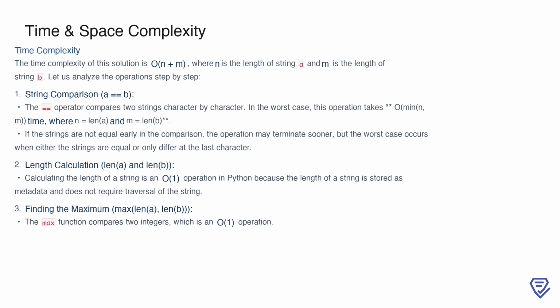Next, we calculate the lengths of the strings using the len function. This is an O(1) operation in Python because the length is pre-computed and stored as metadata. Finally, the max function is used to determine the longer of the two strings. This comparison between two integers is also an O(1) operation, as it does not involve traversing the strings. These individual steps provide the foundation for understanding the overall time complexity of the solution.